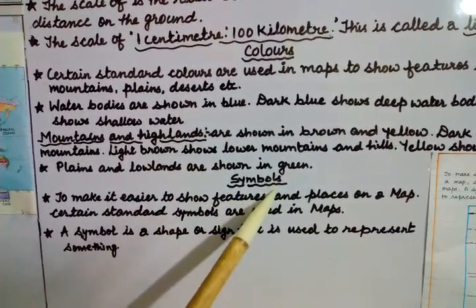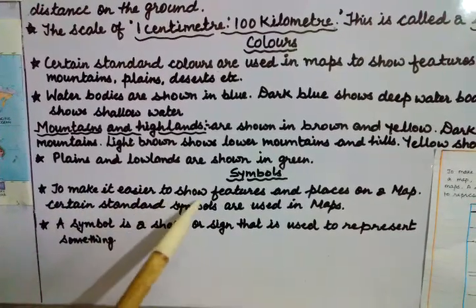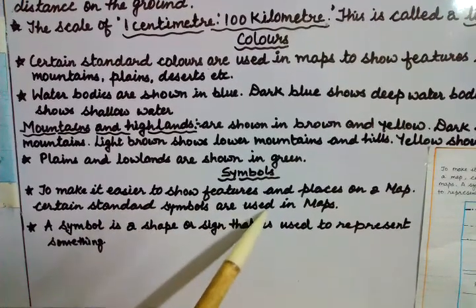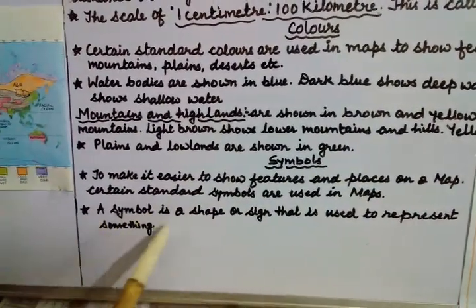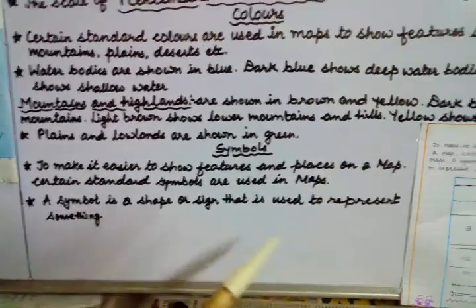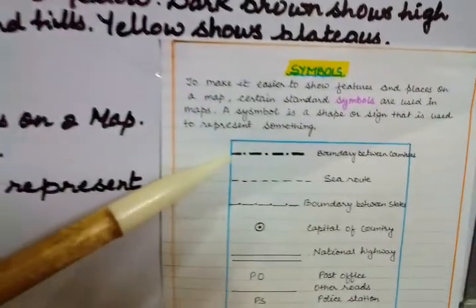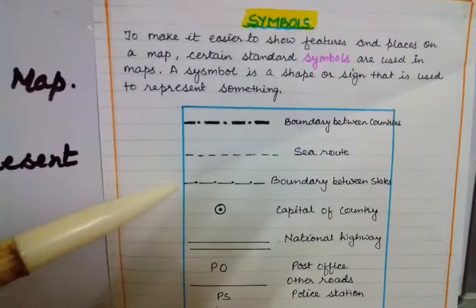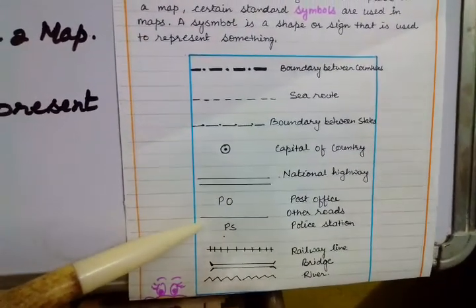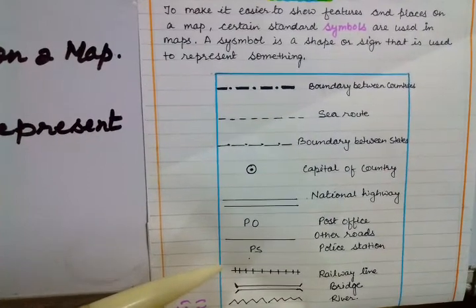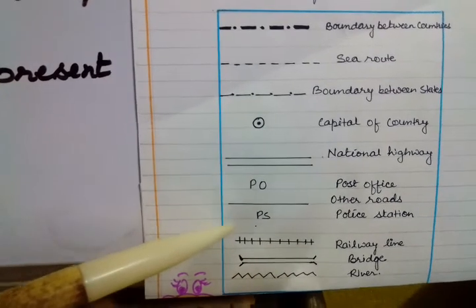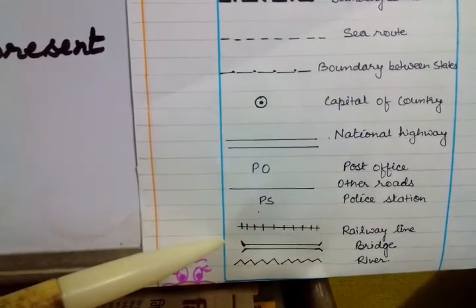After this, symbols. To make it easier to show features and places on a map, certain standard symbols are used. A symbol is a shape or a sign that is used to represent something. Here I have shown you all the symbols. If you are making a map from your home to school, and a post office, a police station or a railway line lies in between, you can write PO, PS, and use these symbols for making the map.